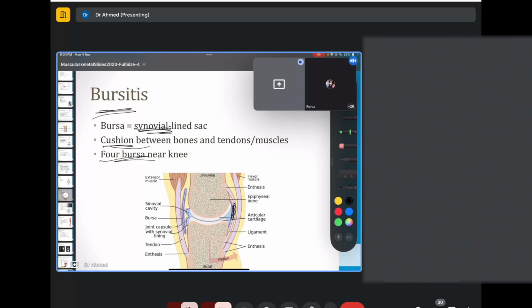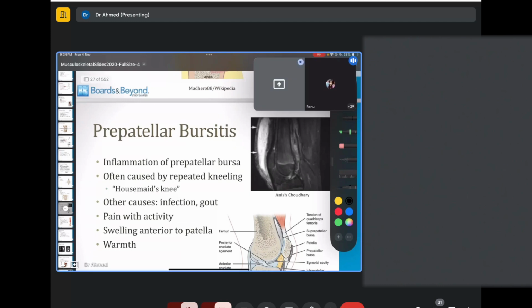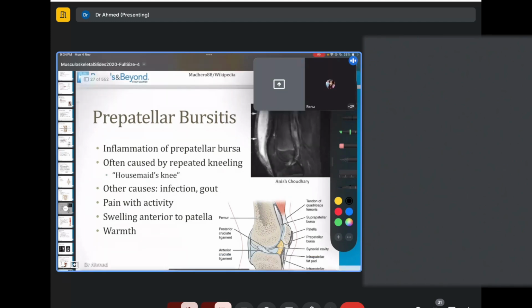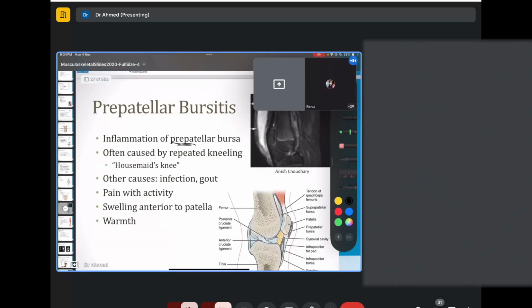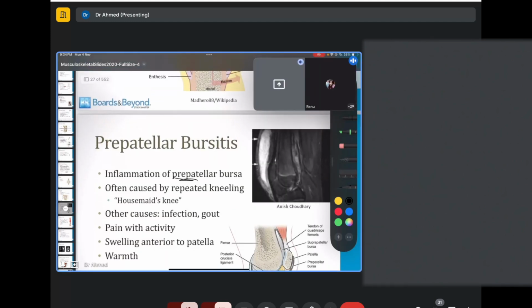So you have four bursae near the knee. Let's discuss the four bursae. One is anterior to the patella, the pre-patellar bursa. For example, this is your patellar bone, here. The anterior bursa is just a synovial fluid-filled sac, known as the pre-patellar bursa.